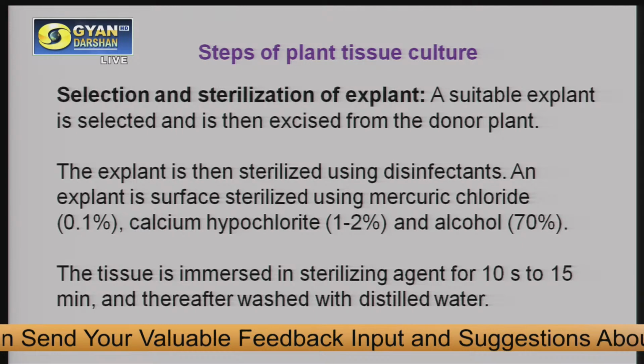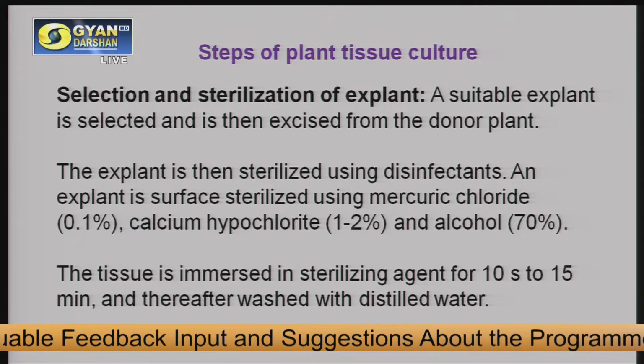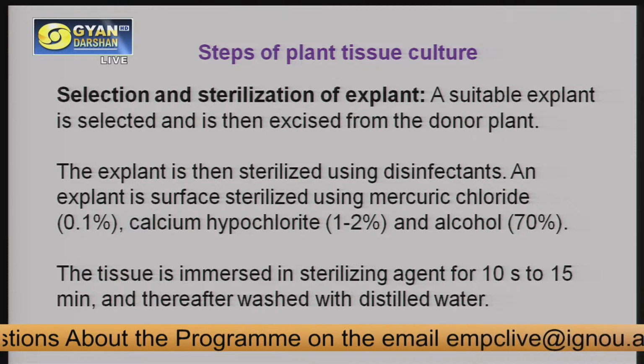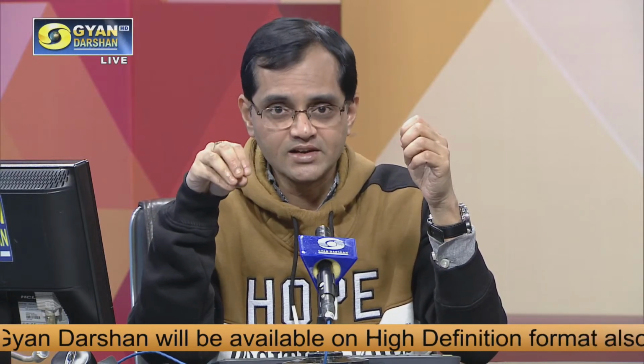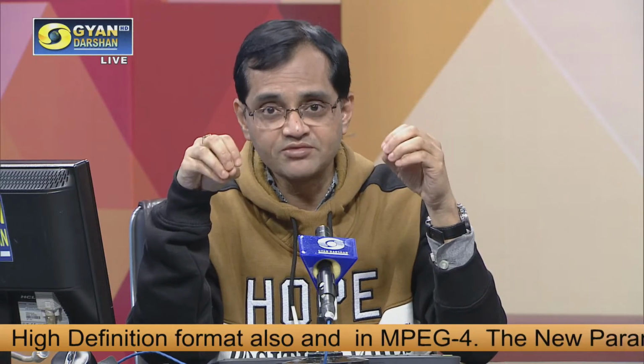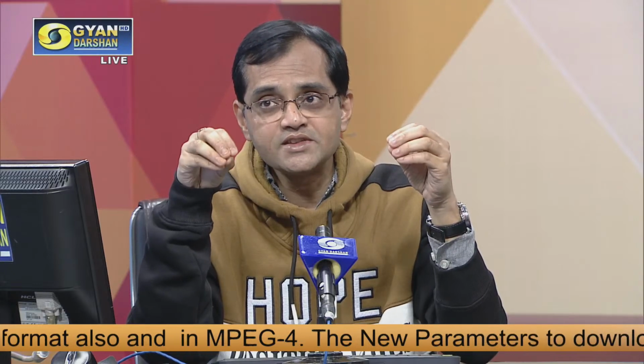What you do is you immerse the tissue in the sterilizing agent for 10 seconds to 15 minutes. The time you have to actually standardize. You might have to try and standardize what the time limit should be for the sterilization. Over sterilization is also not recommended, because sometimes it has an adverse effect on the tissue. Again, if you sterilize it for a very short time, then chances are it might still have some contamination. So you have to standardize that.